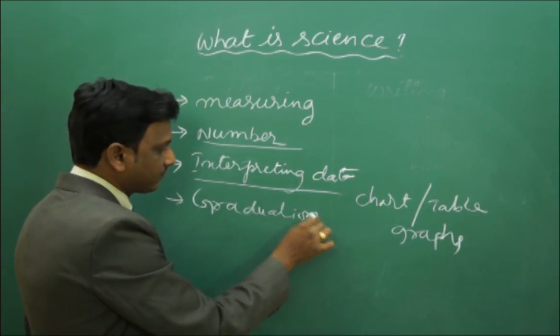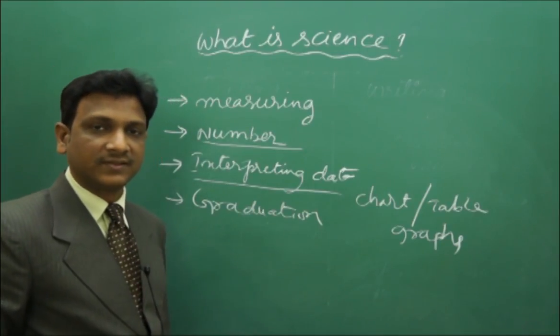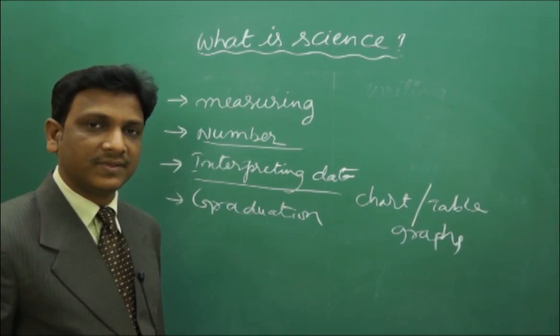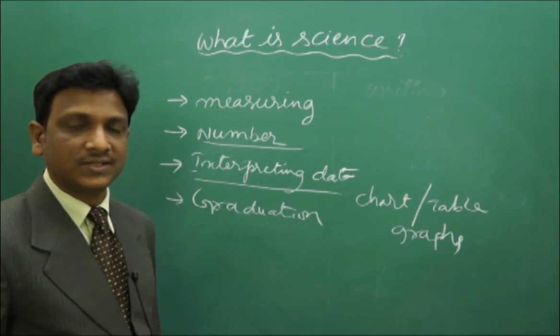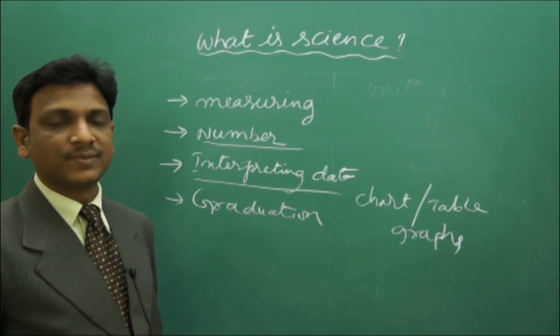Graduation. So we studied the different equipment used for measuring, like cylinders or thermometers. Everything needs to have some scale, some measurement. The measurement is known by the scale graduation. So the graduation is also very important. On basing that only, the experiments are done.